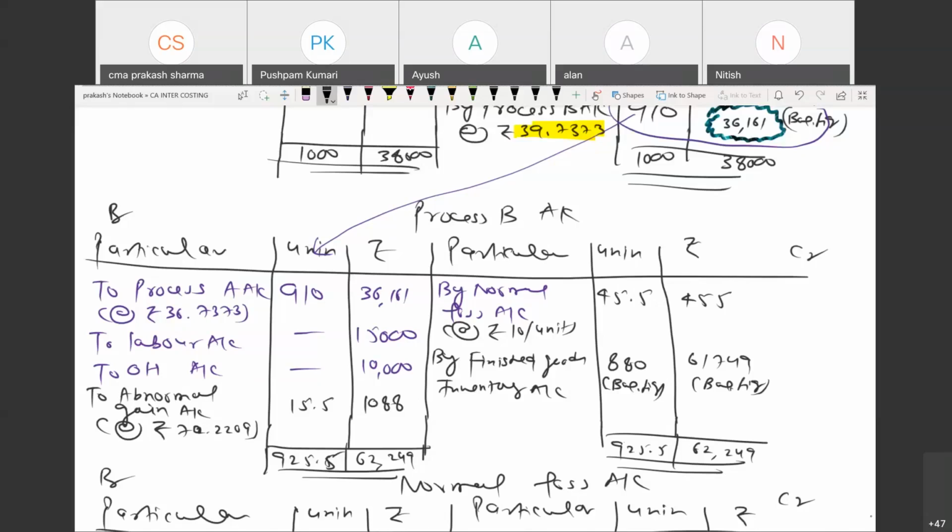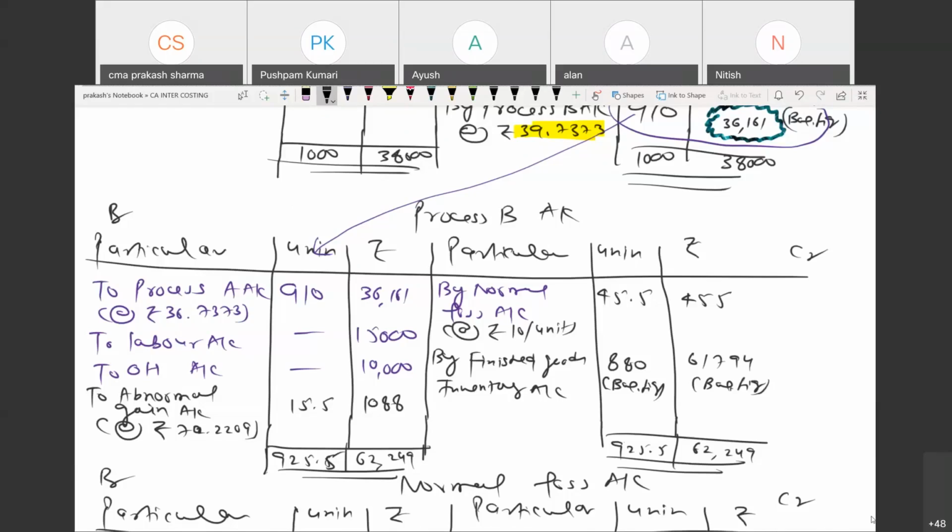36,161 plus 15,000 plus 10,000 plus 1,088 is 62,249, minus 455 is 61,794. Yes, 794. Now divide this figure by 880, and your rate should be approximately 70.2209.